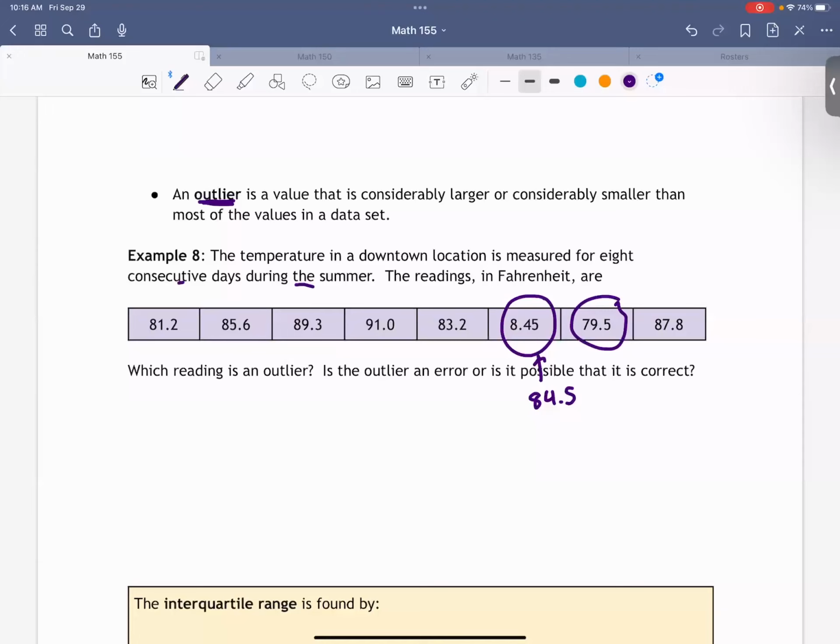I don't know if I would call it an outlier. It could be one, but it might not be, right? It's a little bit lower, but it's kind of on that line of, okay, maybe it's an outlier, maybe it's not. It's hard to see here.